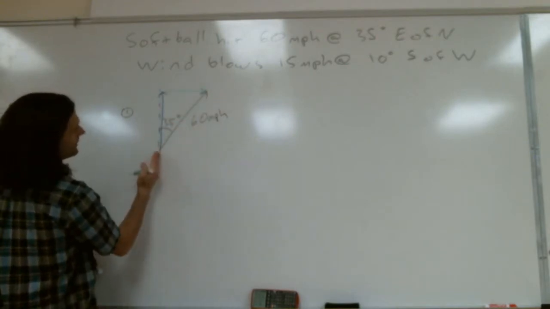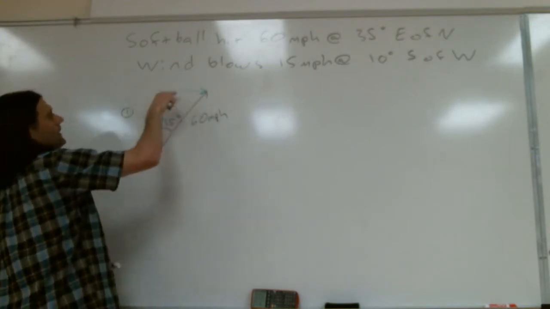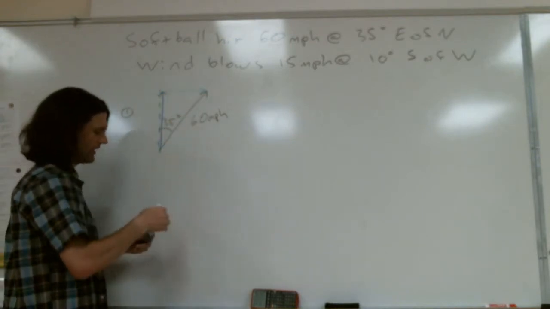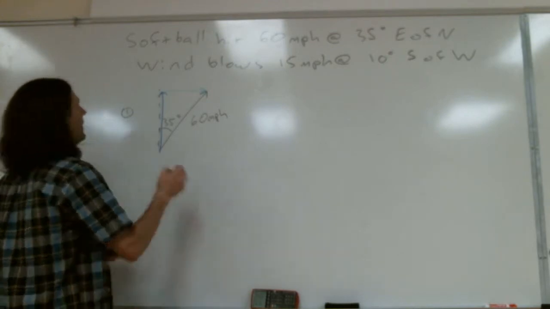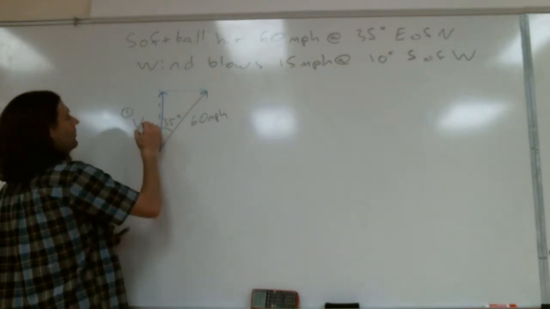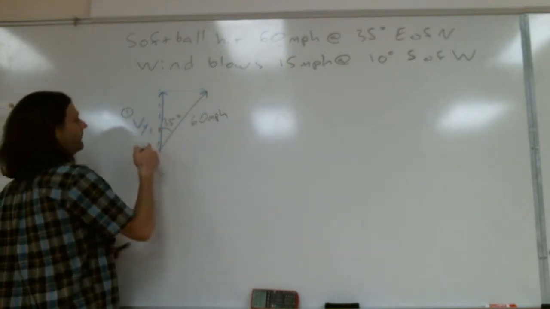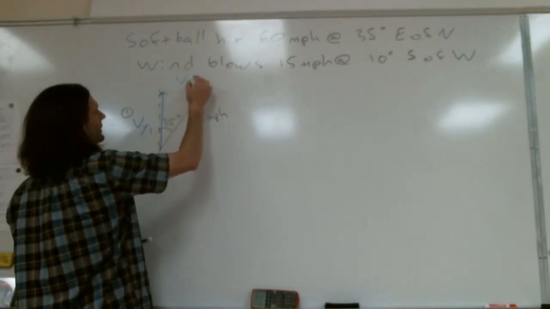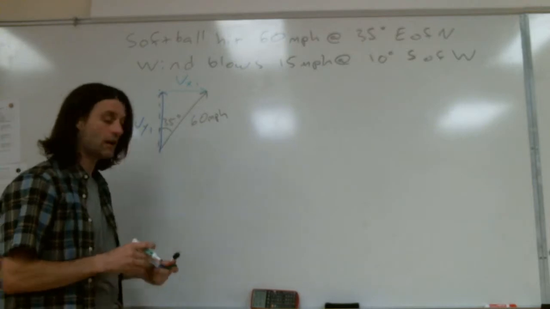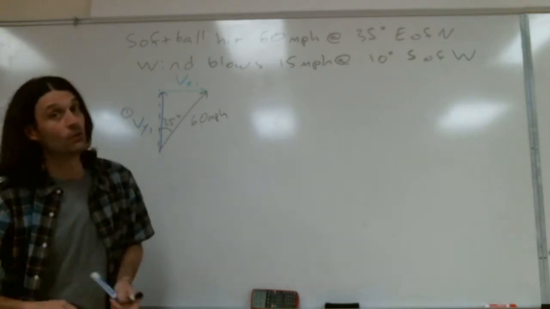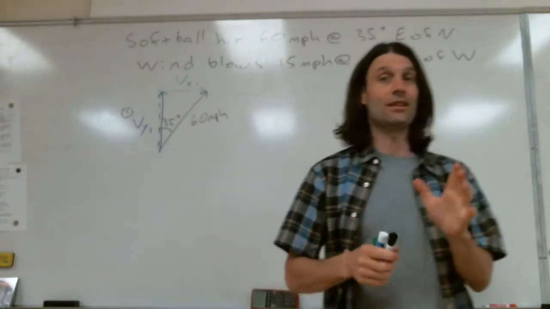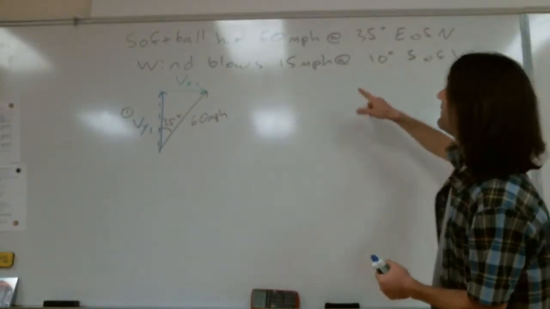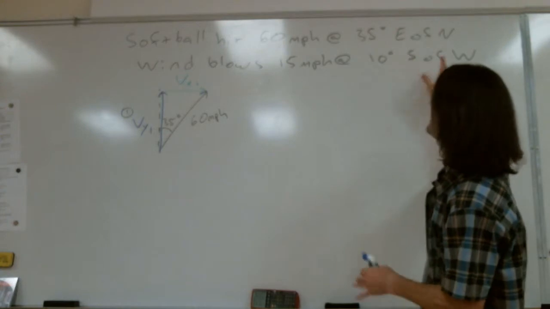So the blue one is the y component. The green one is the x component of that triangle. So now I have a velocity in the y for the first vector and a velocity in the x of the first vector, vy1, vx1. All right, now what I'm going to do is the exact same thing for the second vector. The 15 mile per hour one, 10 degrees south of west.